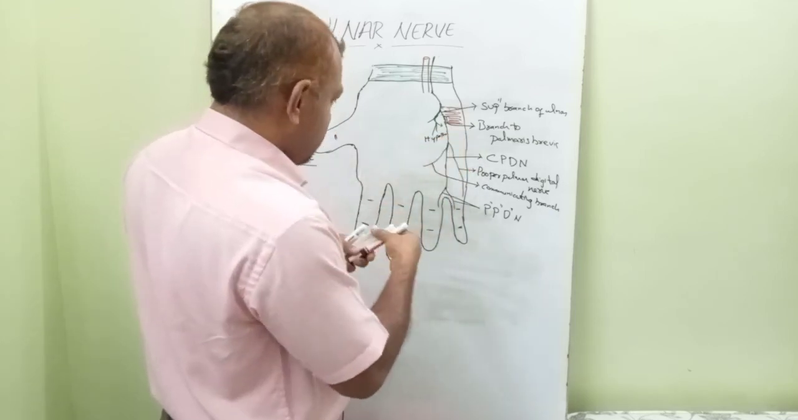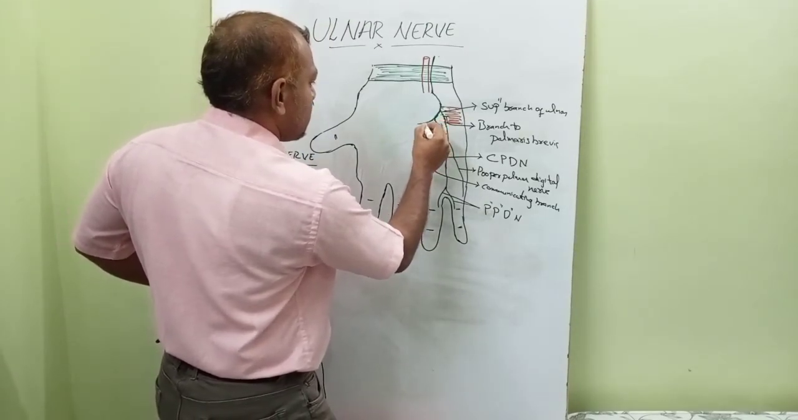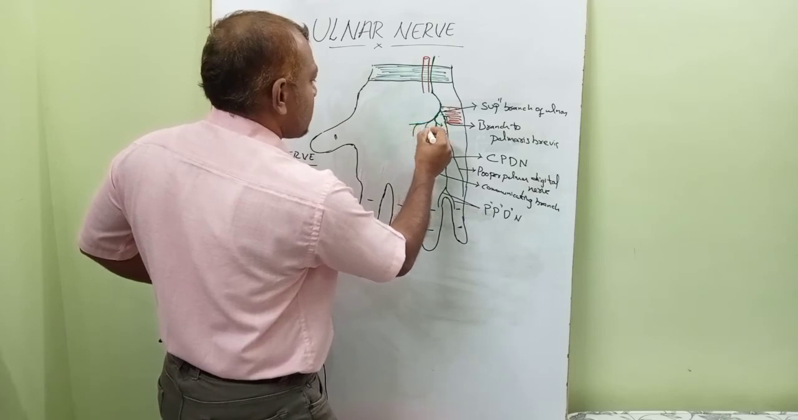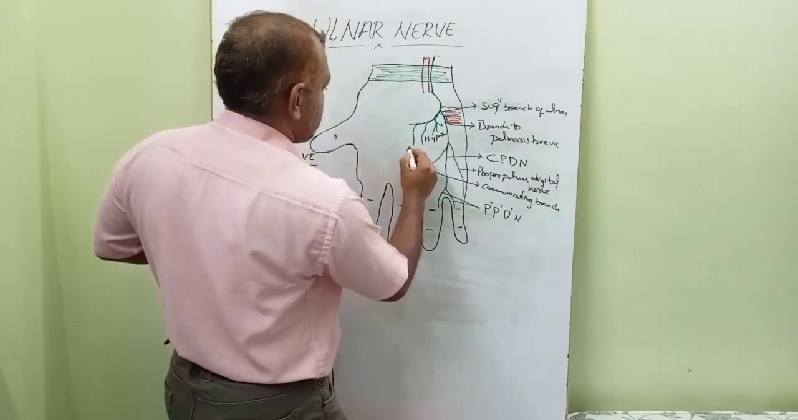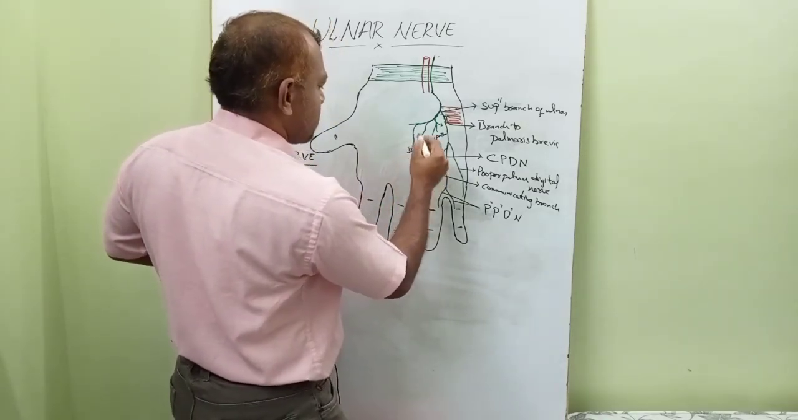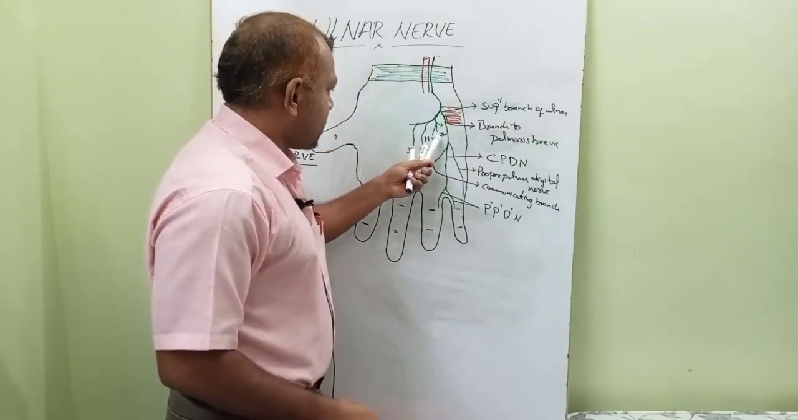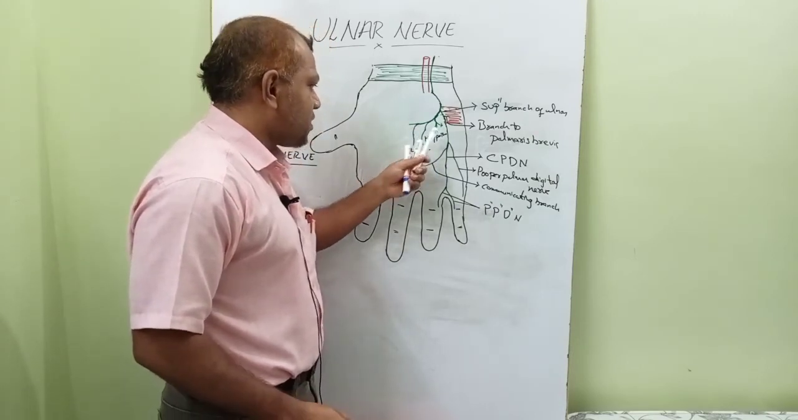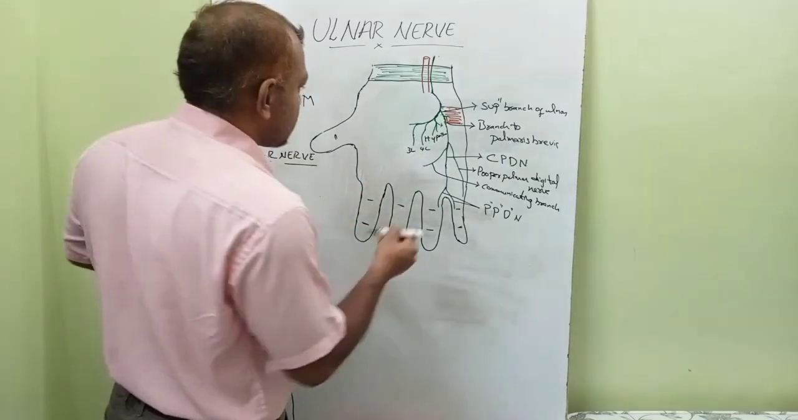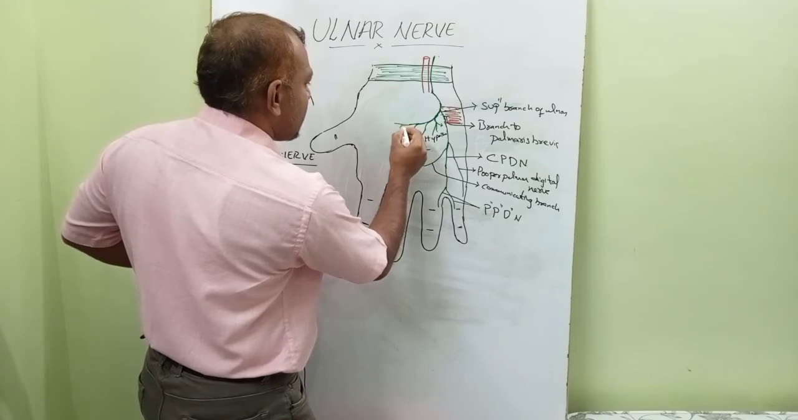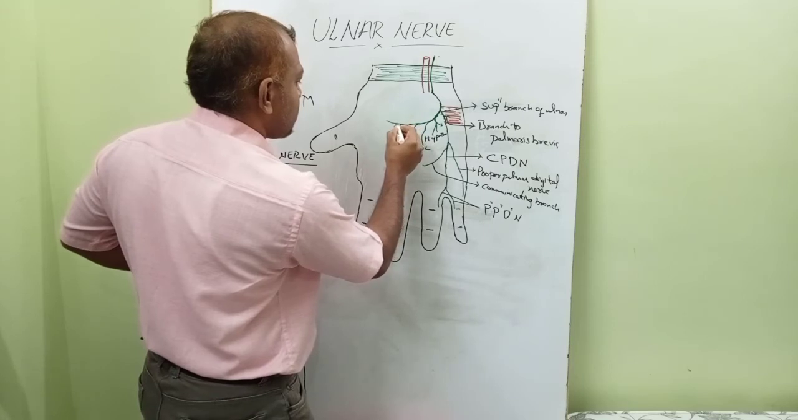Then after that, it is running laterally and supplies the third and fourth lumbricals. I'm just drawing here like this: 3L and 4L. So two bipinnate muscles are supplied by this deep branch of the ulnar nerve only. So the first deep branch supplies the three hypothenar muscles, then the third and fourth lumbricals. After that, further running laterally, it is going to supply the four palmar interossei.